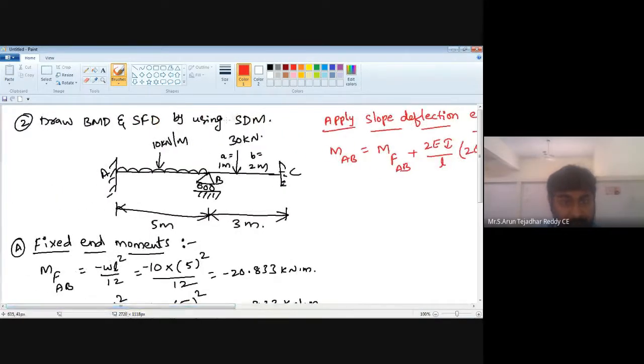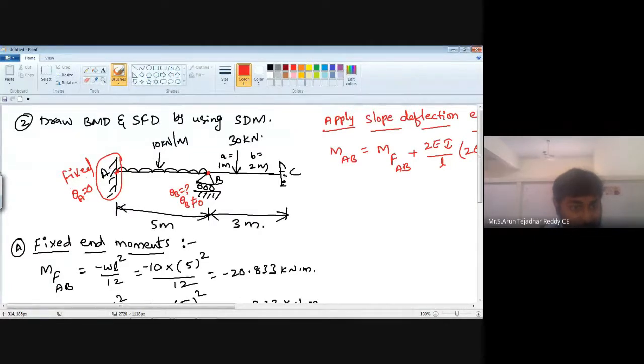If you observe this problem, first of all we are considering A to B. In this span A to B, A is a fixed support and B is a roller support. So here theta A is equal to 0, slope is equal to 0. But theta B is not equal to 0, theta B will get some value.